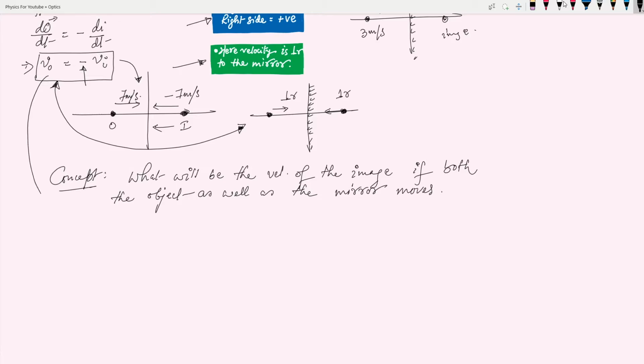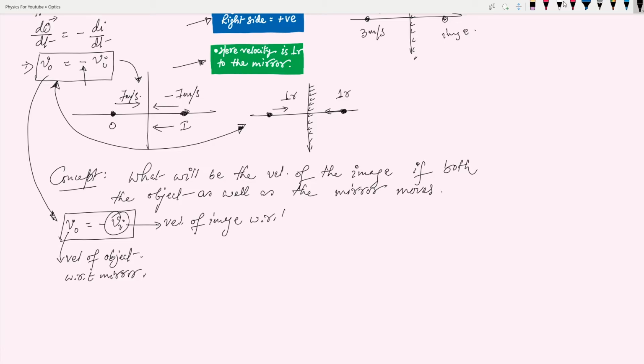We have already derived this concept. Okay, so I'll write it down again, that VO, velocity of the object, is equal to minus VI. Okay, this thing we have already derived. One thing you need to understand, that we have taken mirror as the reference point and mirror was still. So this velocity of object is actually velocity of object with respect to mirror. Okay, and this is velocity of image with respect to mirror, and the mirror velocity was 0. That's why we have taken VI simply.